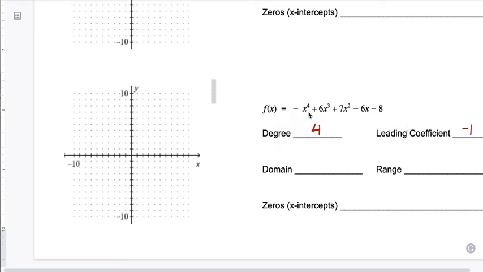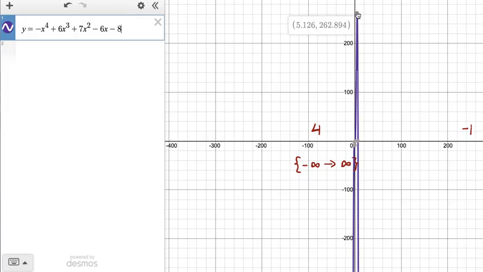Okay, our domain: we can plug in any values for x and we'll still get a value for f of x. So our domain is the set of all values from negative infinity all the way to positive infinity, and we can see that when we look at our graph as well. But when we look at our graph, we see that our range is different. We have a maximum point, right? We've no minimum point. It goes down to negative infinity down here, but we have a maximum point.